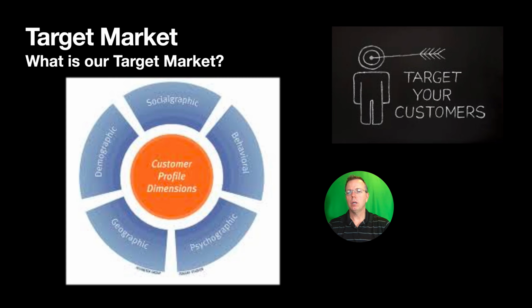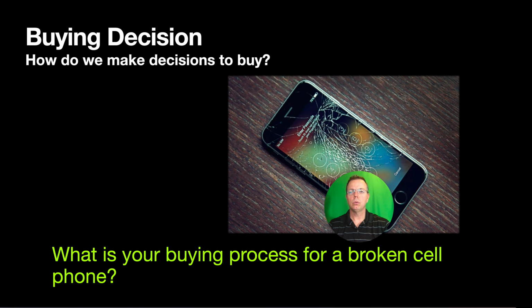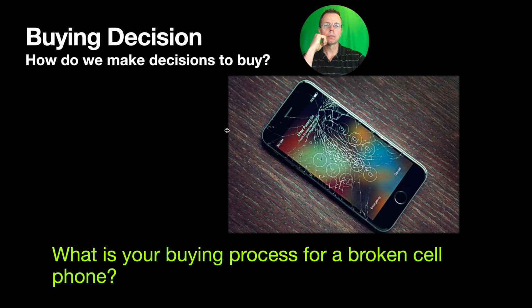Let's move on to buying decisions. So how do we make decisions to buy? Okay. So let's look at that. So what is the buying process for a broken cell phone? I want you to think about what's the very first thing. If you broke your cell phone, what's the very first thing you're going to do?